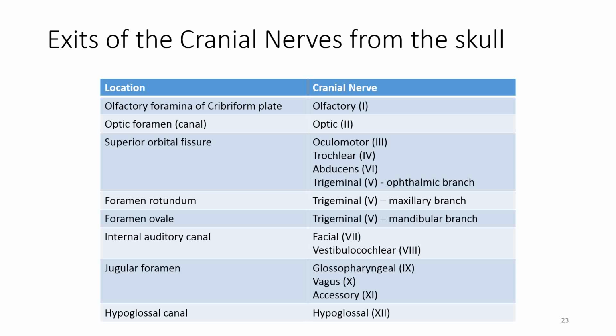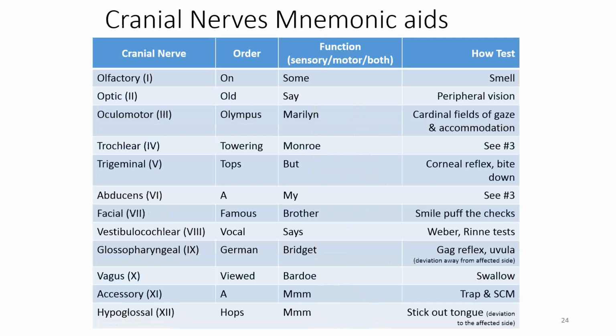I left these in here because I liked the way that these organize that information for you guys, but I really liked this next slide over here. This gives you mnemonics for the cranial nerves, and again, they're organized based on their position in the skull, so 1, 2, 3, 4, 5, all the way down to 12. You can remember by "On old Olympus's towering tops, a famous vocal German viewed a hops." And so that's all the nerves 1 through 12 all the way down. That tells you the order from the inferior view of the skull.